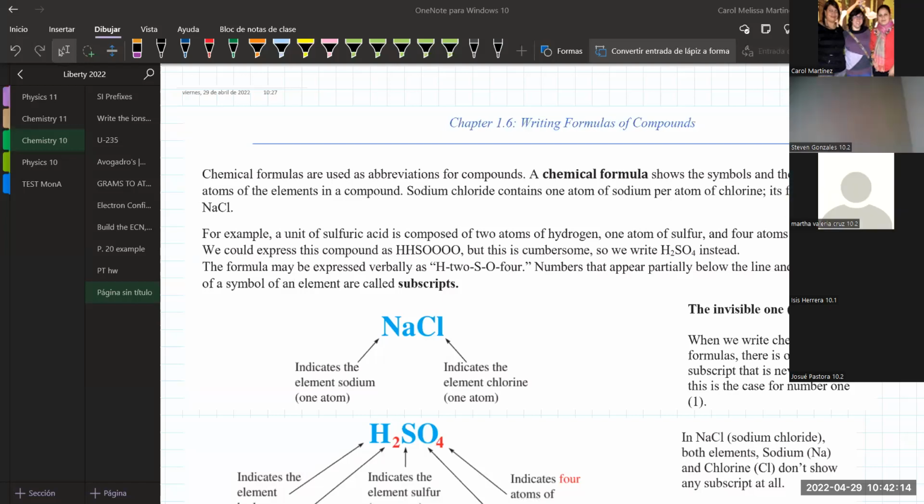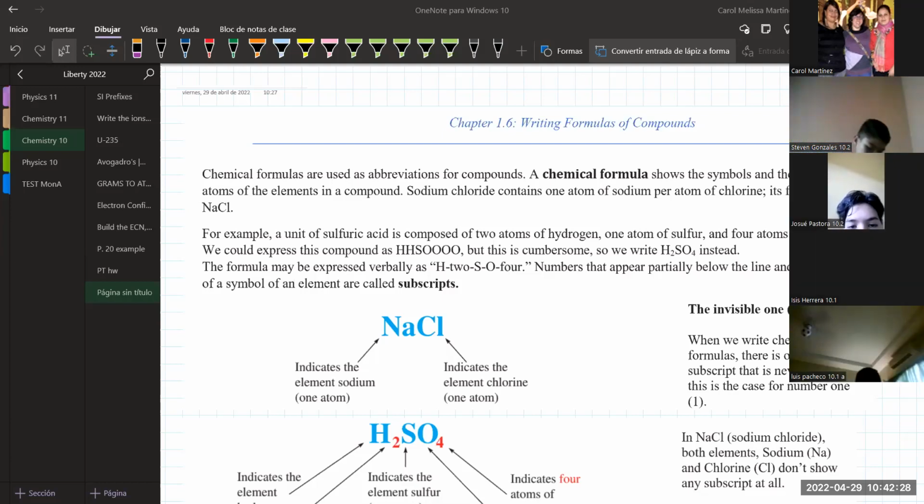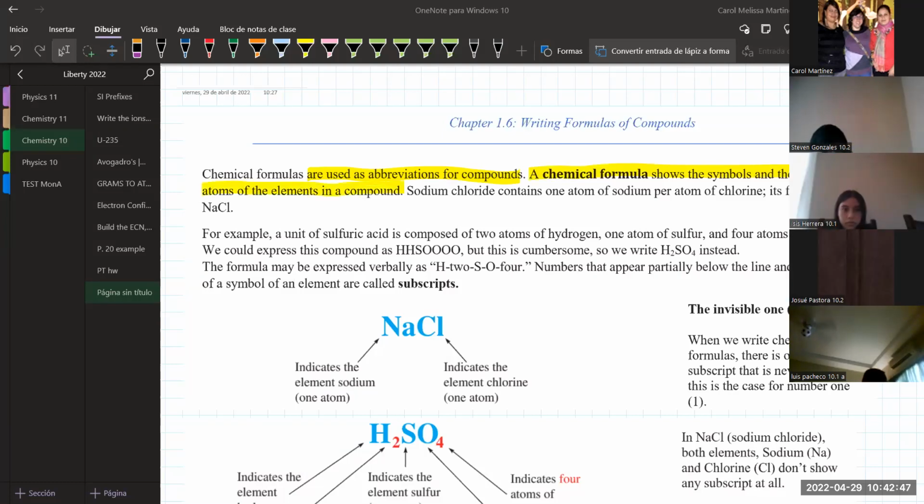We started yesterday with these chemical formulas, writing chemical formulas, and as you can see, here we have the definition of a chemical formula. They are used as abbreviations. You can underline this in your book with your highlighter. They're used as abbreviations for compounds. And what does it show? It shows the symbols and the ratio of the atoms of the elements in a compound. Okay?